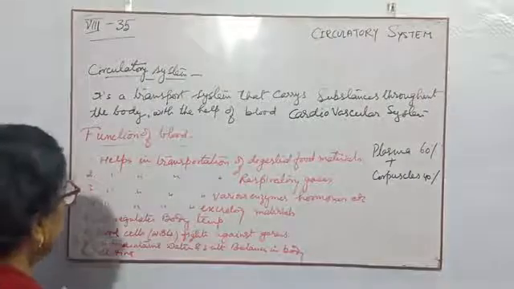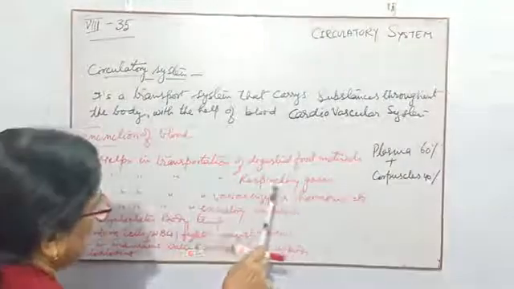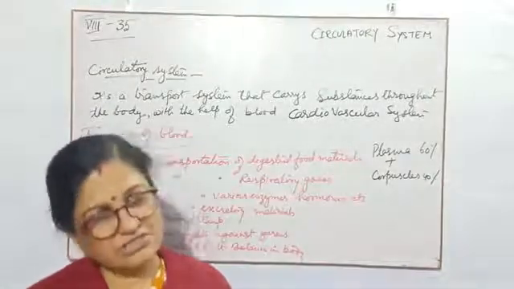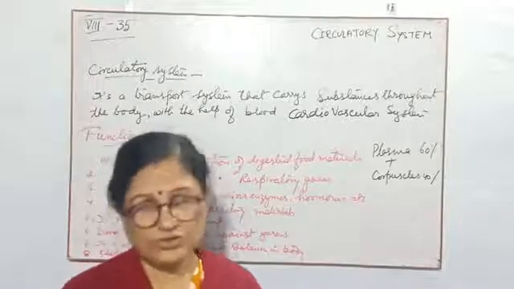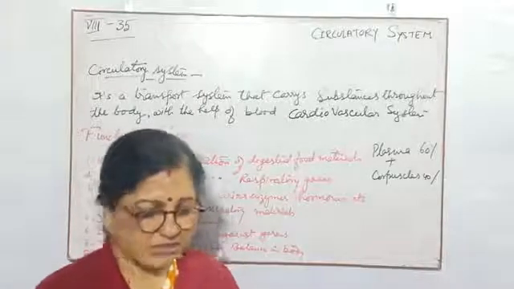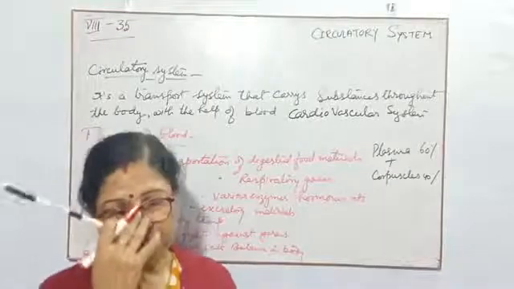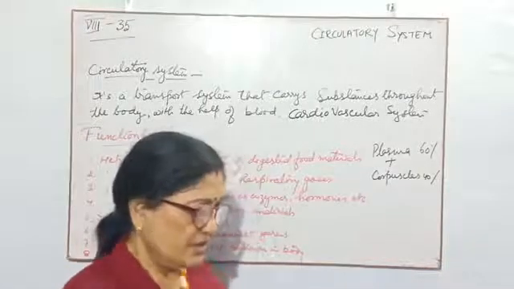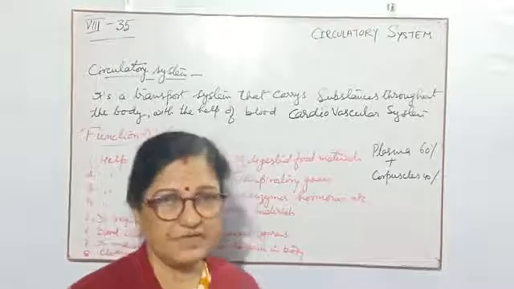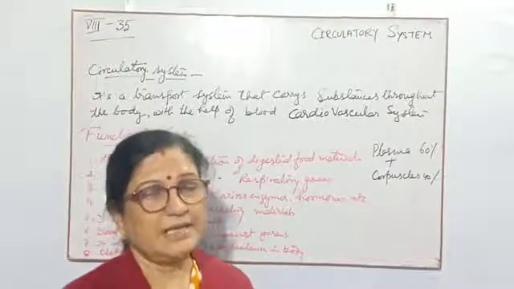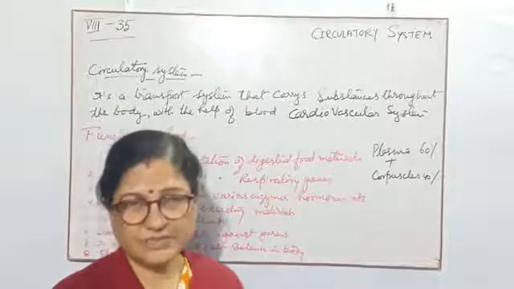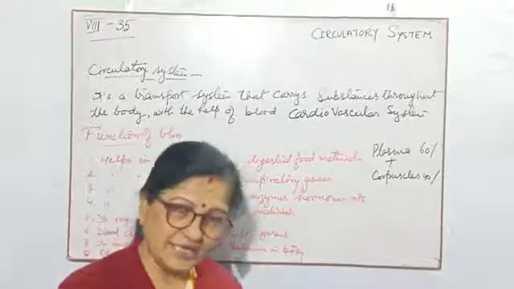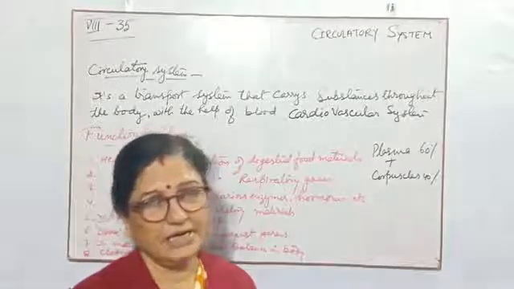The second function is that it helps in the transportation of respiratory gases. Respiratory gases include oxygen as well as CO2. First, the red blood corpuscles along with the hemoglobin carry oxygen to each and every cell and tissue, give oxygen, and after metabolic activity collect the carbon dioxide, and this carbon dioxide again returns with the blood up to the heart.